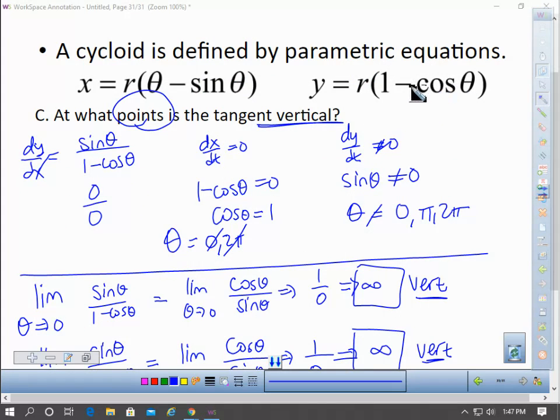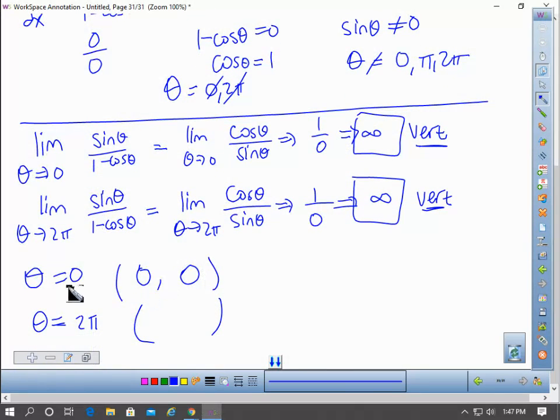1 minus 1 is 0. 0 times r means the y value is also 0. So at theta equals 0, we have the point (0, 0), which is where we have a vertical tangent line.